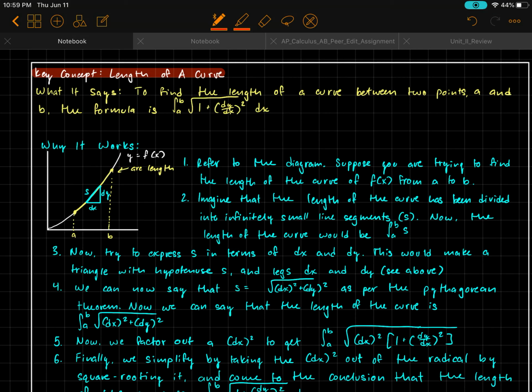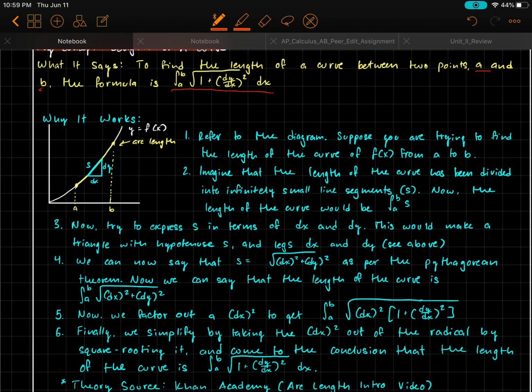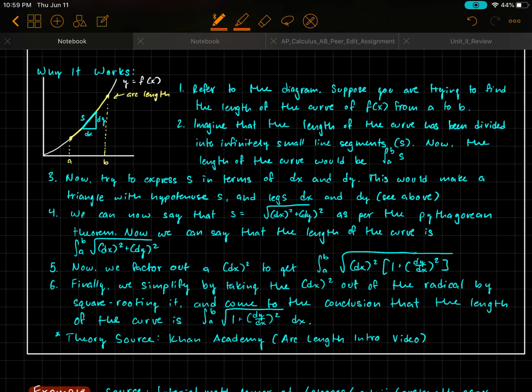Alright, so today we're going to be talking about the concept of finding the length of a curve. So just to start with the basics, the formula that we're going to be using to find the length of a curve between 2 points, point A and point B, is the integral from A to B of the square root of 1 plus dy dx squared dx. So let's move on to figuring out why that works.